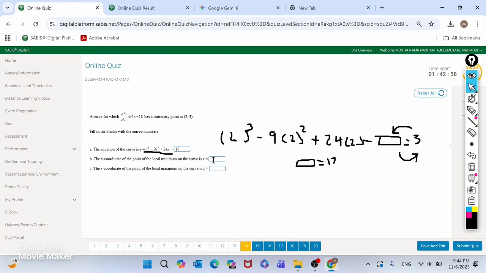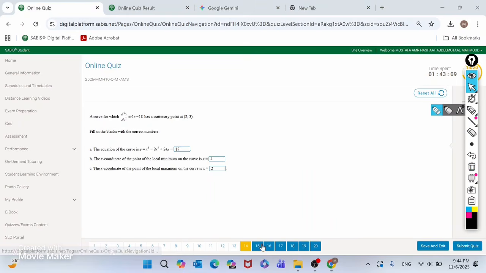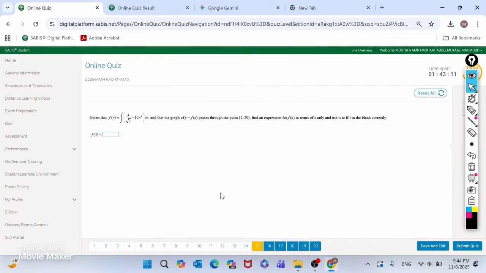Okay, the local minimum is 4, local maximum is 2. You just derive this, put it equal to 0 and do the whole thing. Come on guys, these local minimum questions are easy stuff, just put it on your calculator. There's other questions in the quiz, like this one, it has a trick. Given that f of x equals the integral of 4 over square root of x plus 10x to the power of 4 dx, and that the graph of y equals f of x passes through the point (1, 20), find an expression for f of x in terms of x only and use it to fill in the blank correctly.